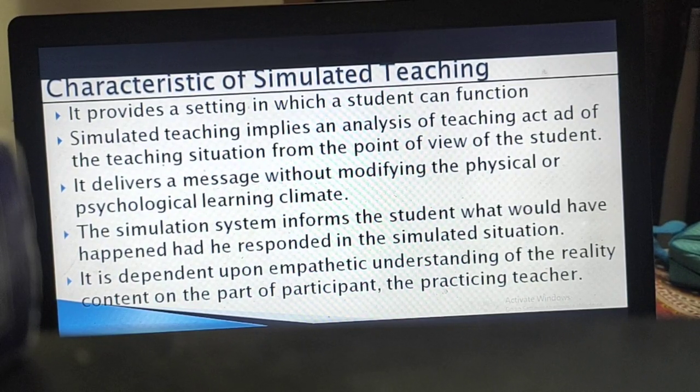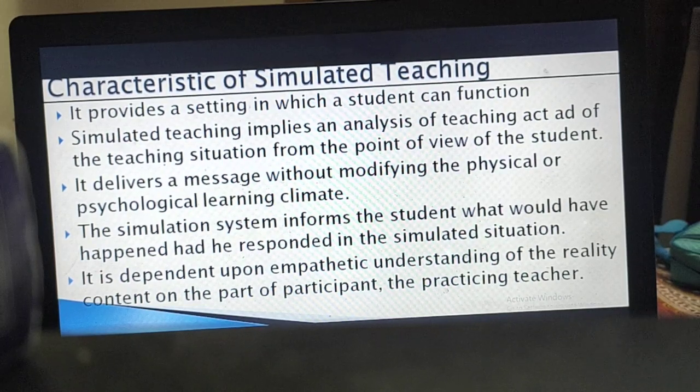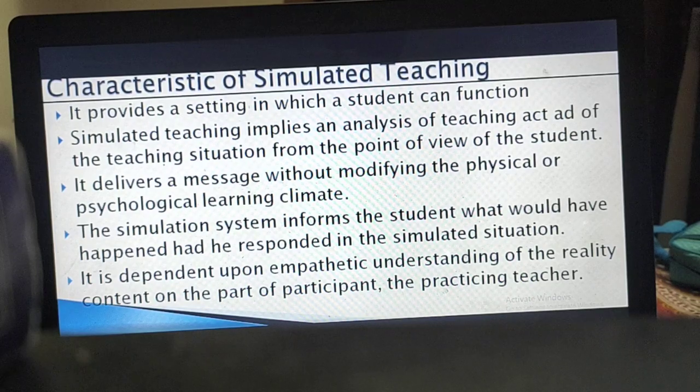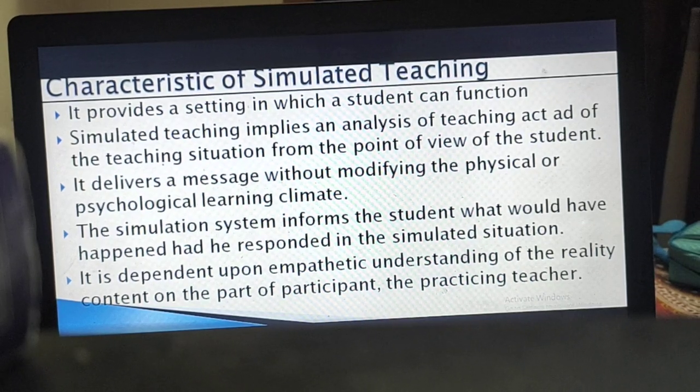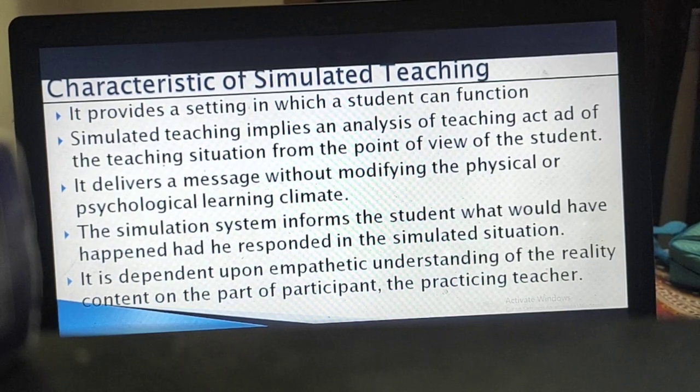Simulated teaching helps students develop their psychological learning climate. And through simulation, teachers can develop their teaching skills. These are some characteristics I have mentioned here.